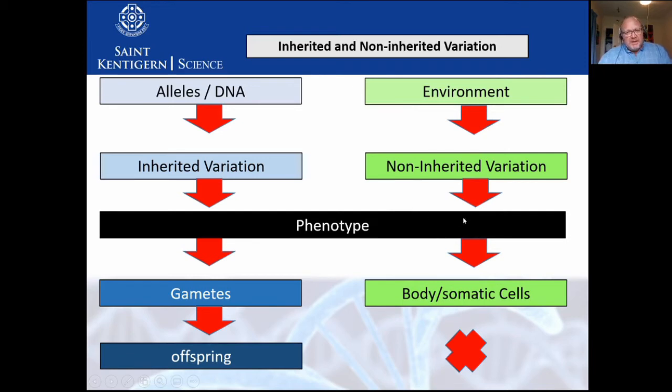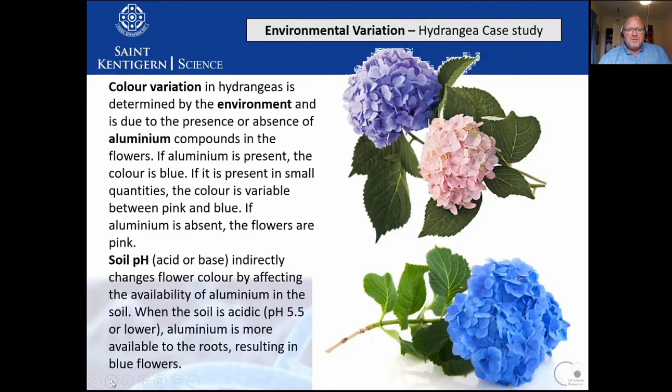Or if you take a tree or a plant and you put it close to a window, it's going to start growing towards the window. It looks very different. But does it pass it on to the gametes? No, because the change is only in the somatic cells. It's only in the somatic cells, okay? So it does not go on to the offspring.